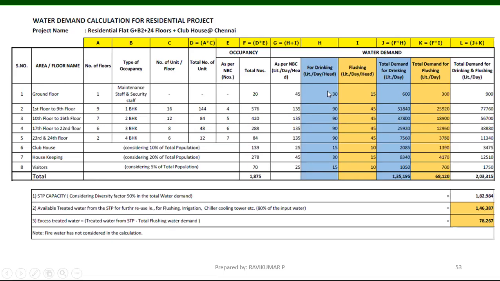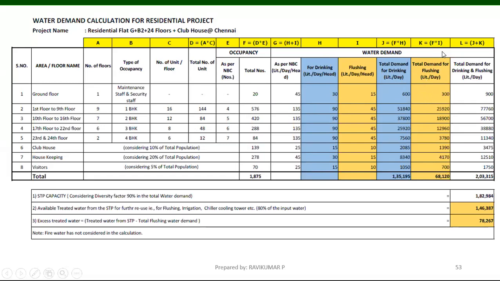What is the drinking column? It is for drinking, 30 liters. Here we are going to put the domestic demand only; for drinking only we are going to arrive at the domestic total demand. So you have to multiply the total number of occupants by the drinking water demand per head. If you multiply both, you get the total demand for drinking per day. For the 20 people, you get 600 liters.